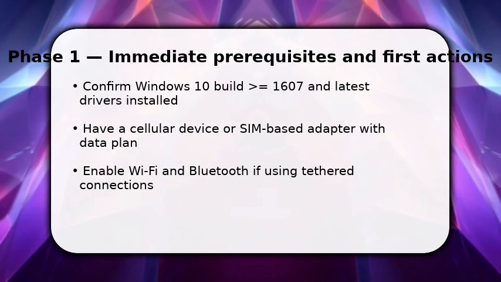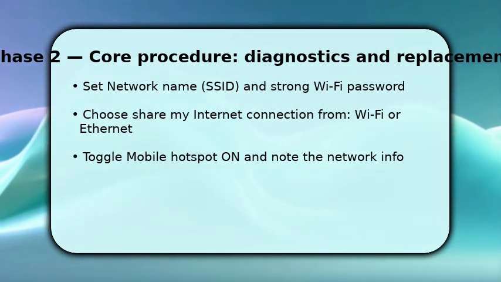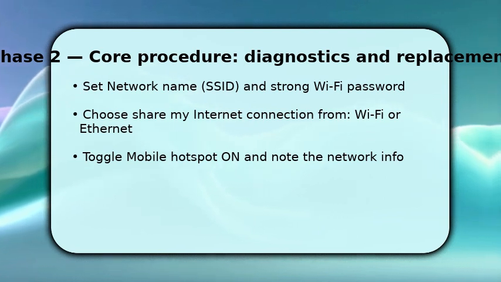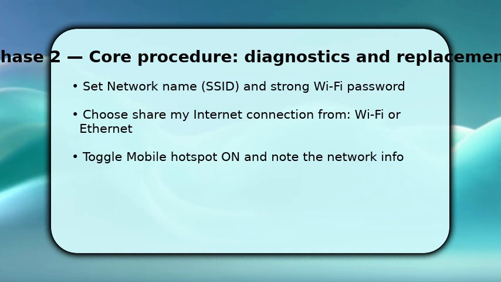This is where you set the network name. You now configure the hotspot. Under Share My Internet Connection, choose the source, Wi-Fi or Ethernet, because that determines where traffic comes from. Then edit network name and password. Pick a clear SSID and a strong password to prevent unauthorized use.